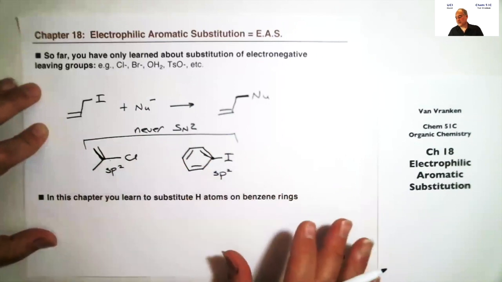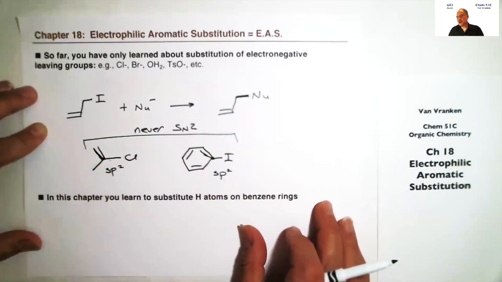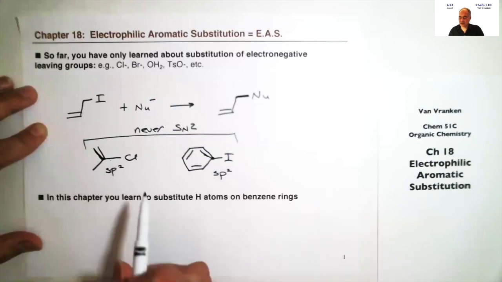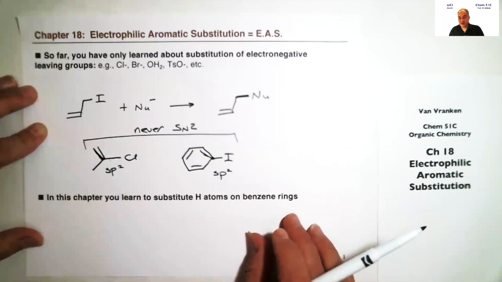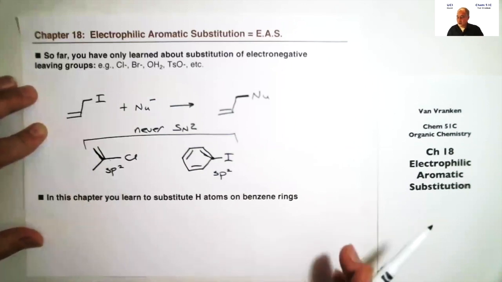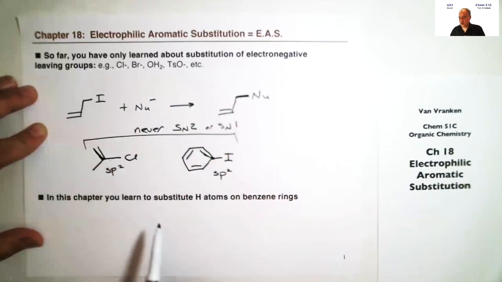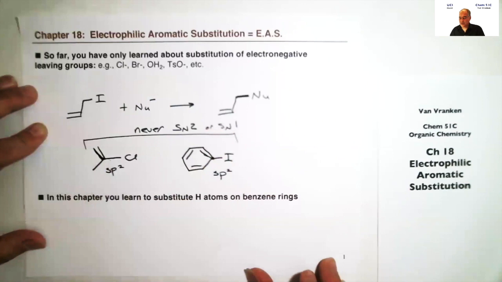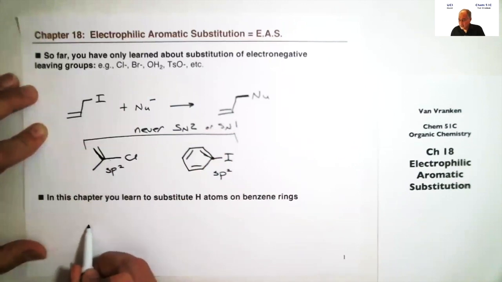So this is what you should have picked up over Chemistry 51A and 51B. And now we're going to change all of that. In a way, it's a shame that we spent so much effort trying to teach you to substitute electronegative leaving groups through SN2 reactions or even SN1 reactions, because you don't substitute those types of substrates. We're going to teach you different ways to make bonds to sp2 hybridized carbon atoms. So starting in Chapter 18, let's just forget about SN2. We're going to teach you about a completely different type of substitution where there are no electronegative leaving groups.